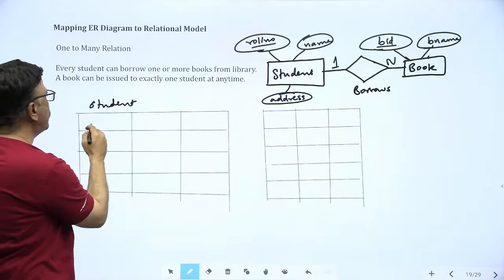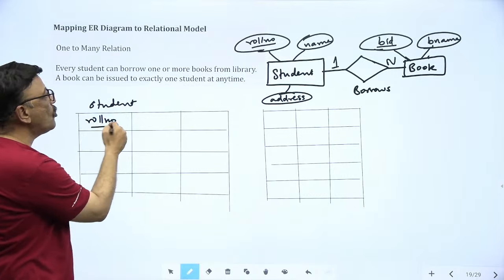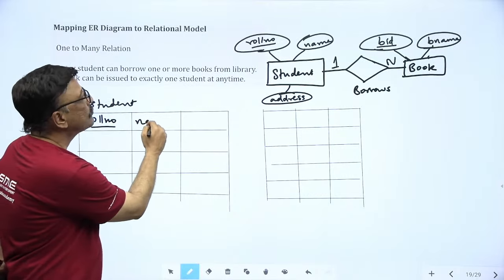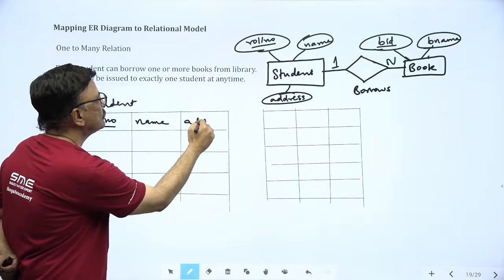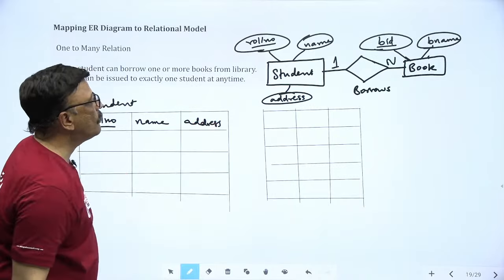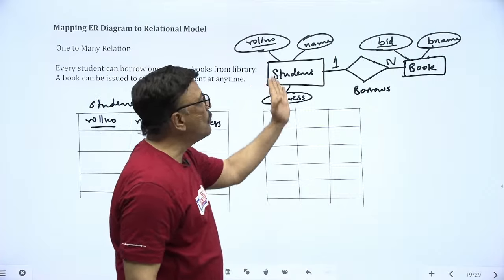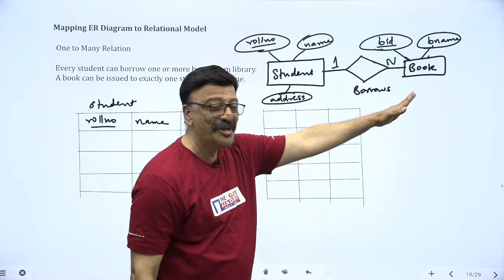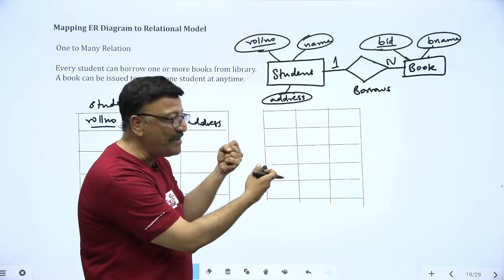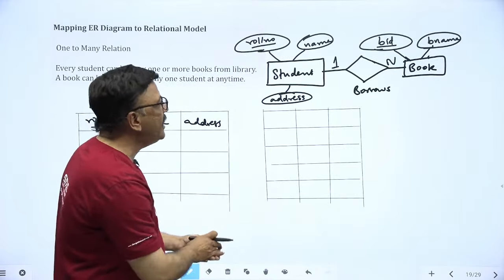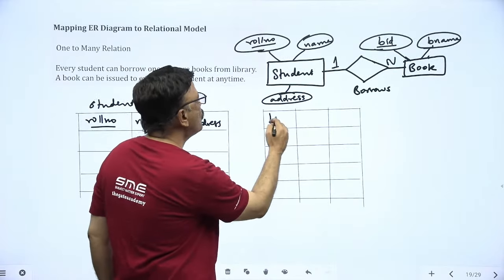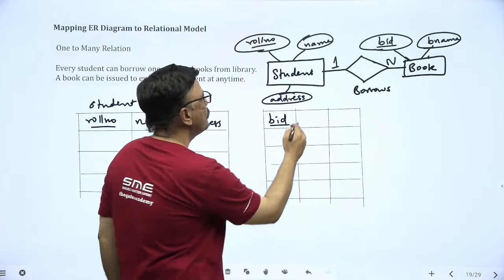Student table will contain roll number. Every student has a unique roll number, then name, then address. Is that all? No, wait a minute. This is a one to many relation. So you have to tie both these tables, although they are different. Anyway, let's talk about book. Every book has BID and book name.